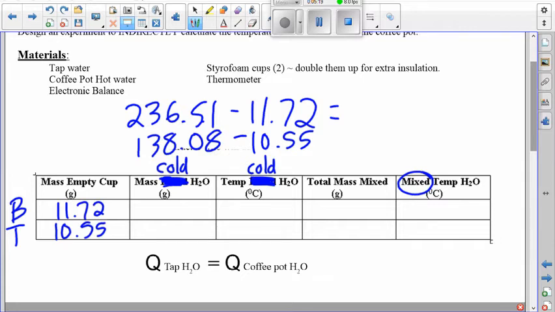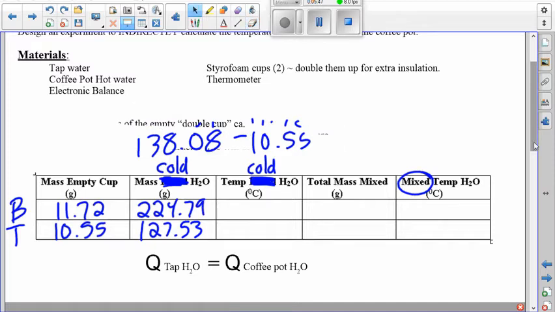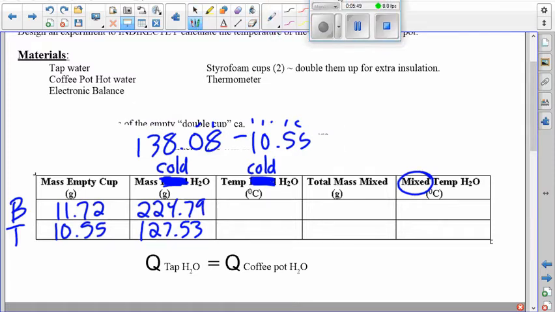How much cold water did Barrett get? 224.79 grams. 224.79. Go and put your thermometer in there for me, would you, Barrett? I got yours, Tanner. And how much did Tanner get? 127.53. 127.53. Okay. So I'm going to erase that. There we go.